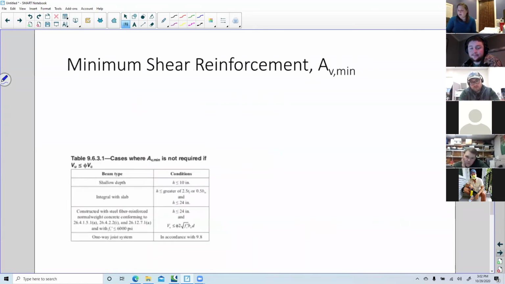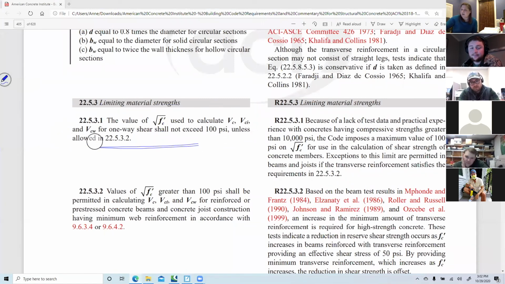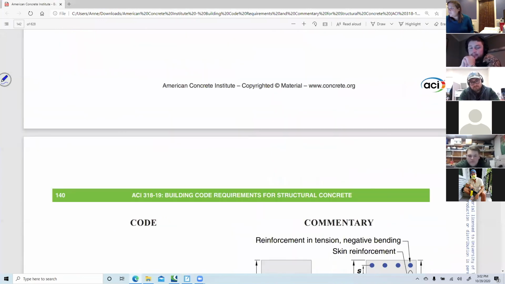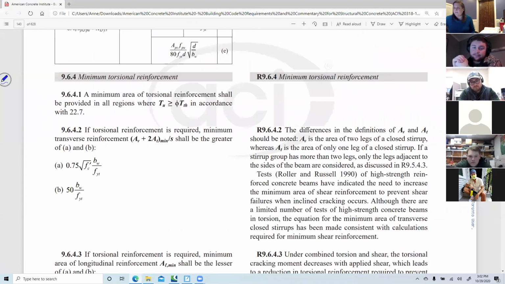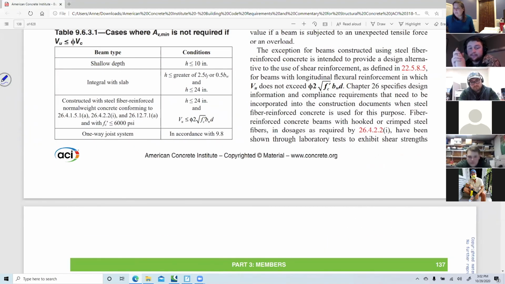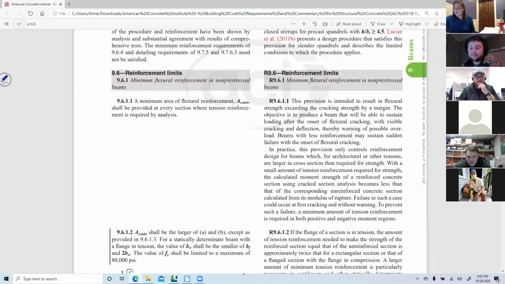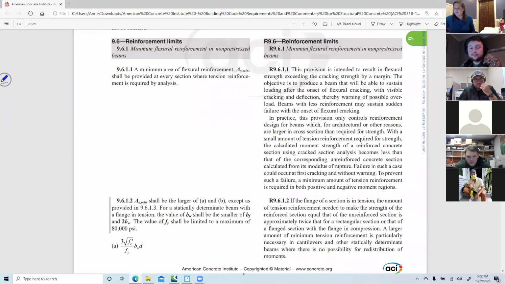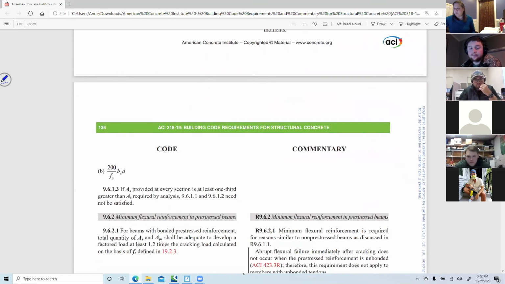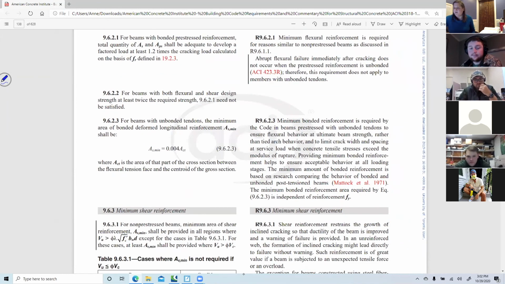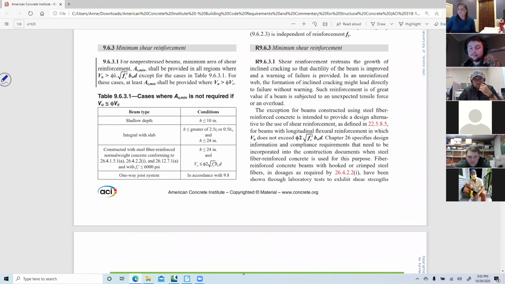What are my minimum shear requirements? My reinforcement minimums are all in the same spot. If we see a little tab for Af min, Av min is just on the next page, page 136. All right, there's mine, 9.6 is my reinforcement. We've already done the flexural reinforcement. It's 3 square root f prime c over fy, or 50 over fy. And we scroll down, and there's my minimum shear. So it's just on the next page.